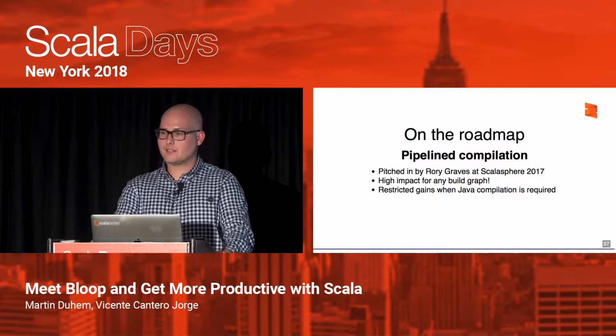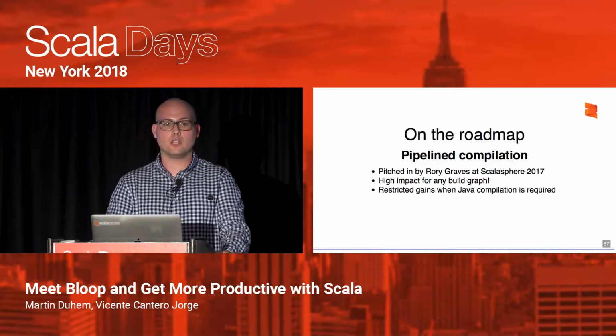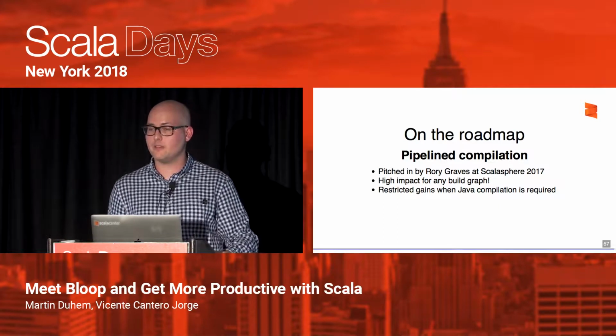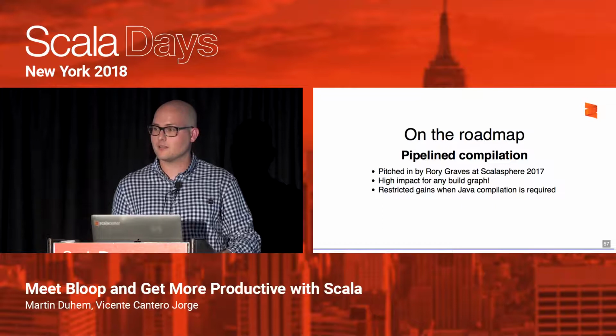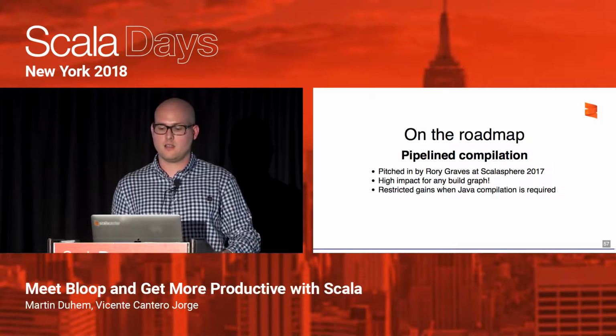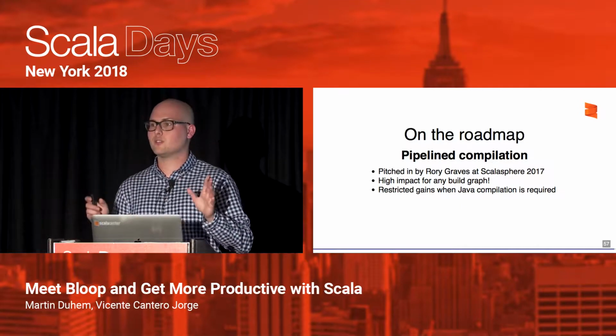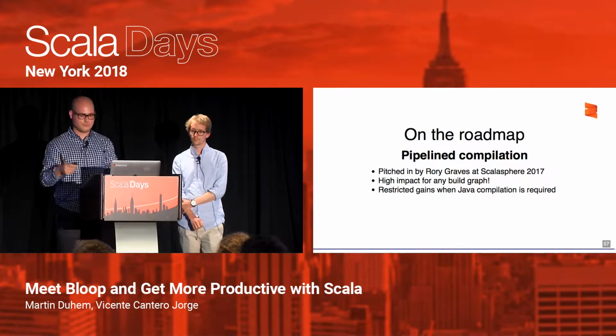The gains of this technique are a little bit constrained by the fact that you may have some Java code in your project. If you have Java code, then it means that the Java compiler needs to get the class files from either other Java projects or Scala projects. And therefore, you can only parallelize certain parts of your build graph instead of doing it for all of it.